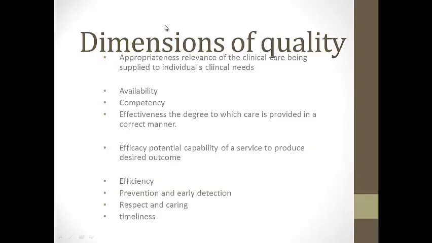Well, dimensions of quality. Dimensions of quality are the aspects of quality that you would have to satisfy in order to say that you've fulfilled the quality of service. Appropriateness, availability, competency, the confusing three: effectiveness, efficacy, and efficiency, where you would be assessing the good use of resources and the outcome of the service. Prevention and early detection of disease is among the dimensions of quality of care service in healthcare. Respect and caring, and last but not least, timeliness of the service.